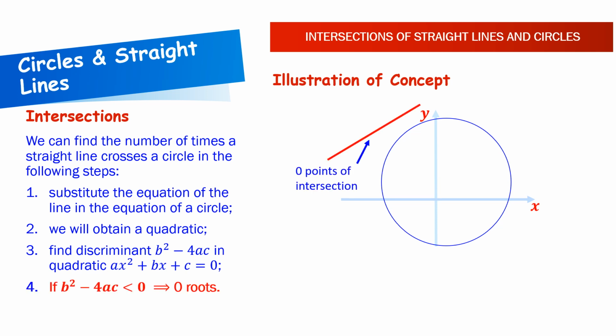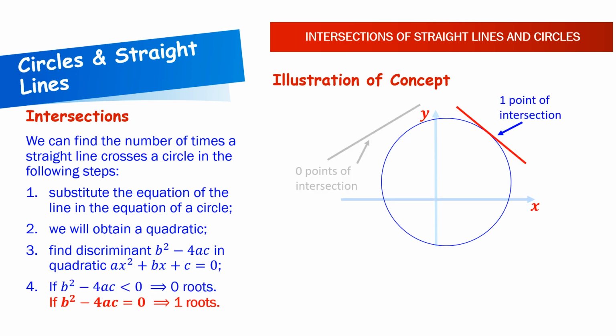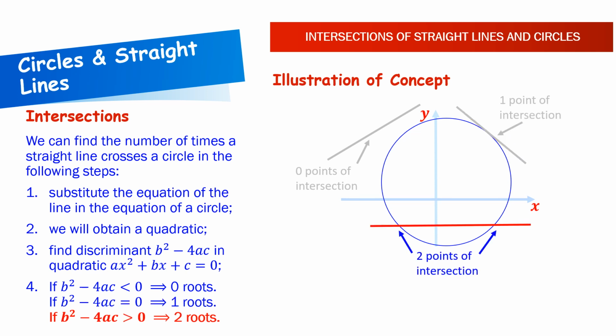If b squared minus 4ac is less than 0, then we have 0 real roots. In other words, there are 0 points of intersection between the line and the circle. If b squared minus 4ac equals 0, then we have 1 real root, in other words, 1 point of intersection. And if b squared minus 4ac is greater than 0, then we have 2 real roots, in other words, 2 points of intersection.